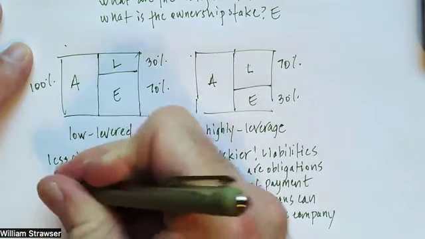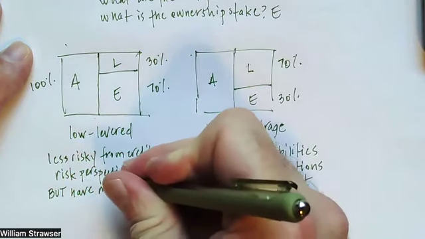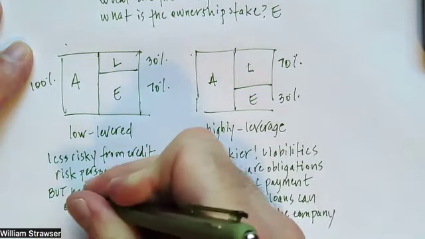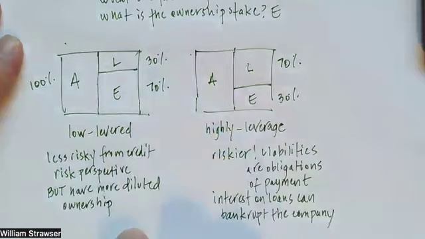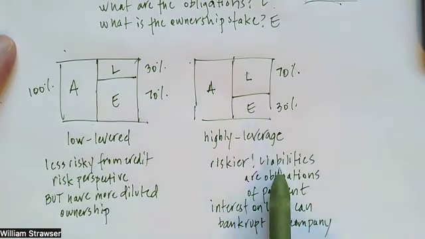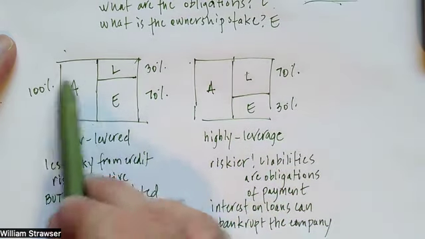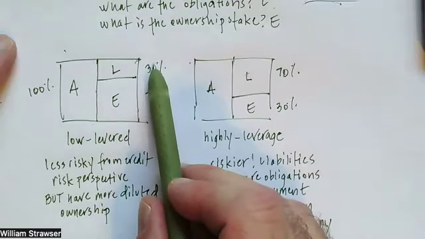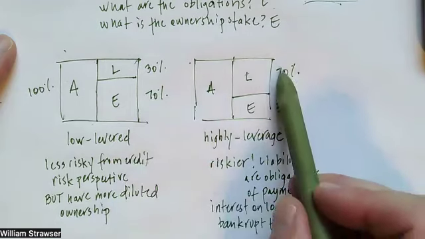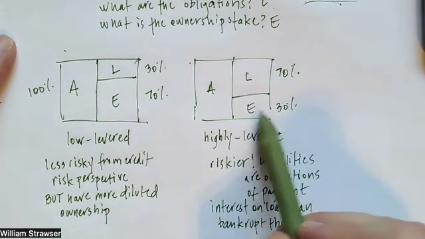but have more diluted ownership. And what does that mean? So basically, what that means is if I buy a single share of stock, let's say that we have $1 billion of assets, 300 million are liabilities, and 700 million are equity. And the same's true here, except in reverse. 700 million of these are liabilities, 300 million are equity.